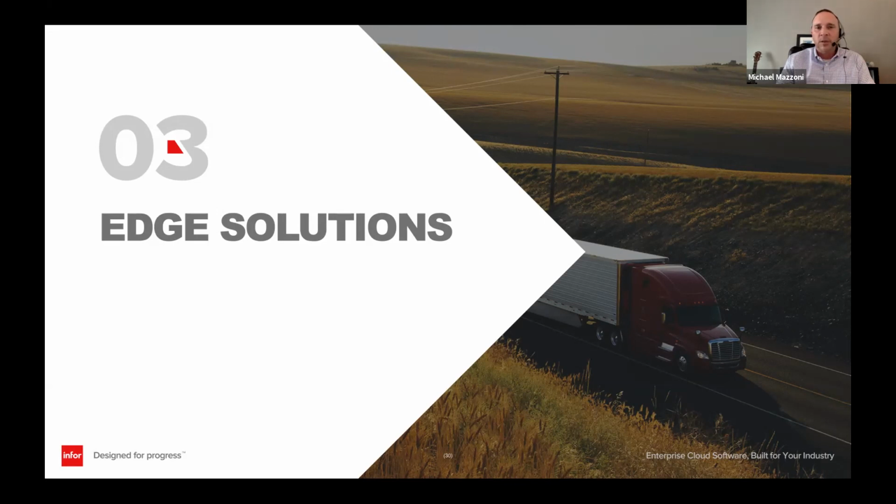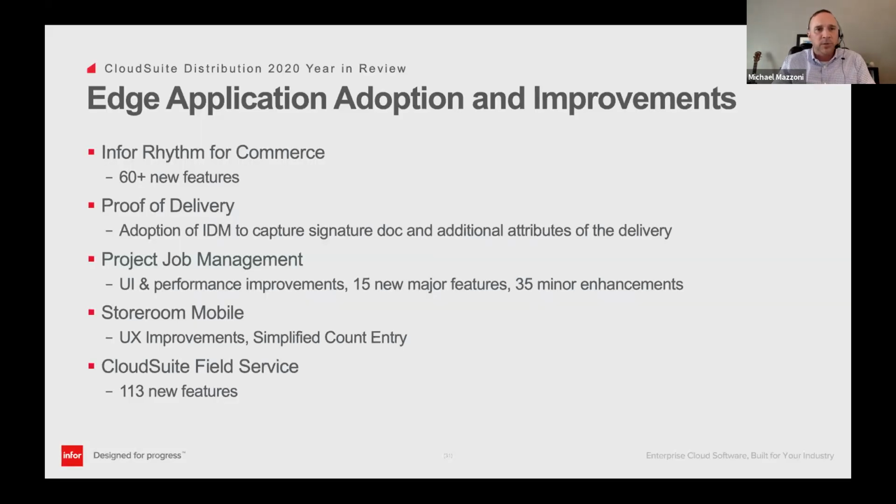I wanted to spend just a few minutes here talking about some of the edge solutions and what we've done. We continue to enable our customers, and we talked earlier about adding value to the relationship that you have with your customer. We look at this as really how we're rounding out and providing a complete solution suite, not just an ERP or a core transactional system. So Infor Rhythm for Commerce, which is our e-commerce platform, added more than 60 new features this year. And there's a significant push for the upcoming year to continue that momentum and even increase the output.